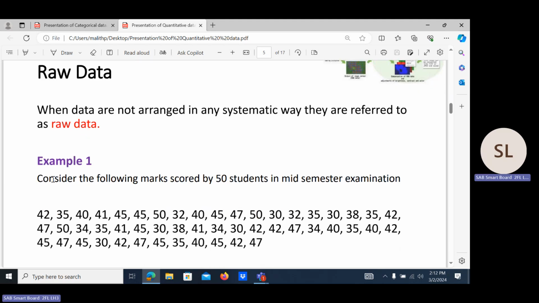Example number 1, consider the following marks scored by 50 students in the mid-semester examination. This is the data set. There is no arrangement. It represents the marks scored by the 50 students. There is no systematic arrangement. That we call what? Raw data.